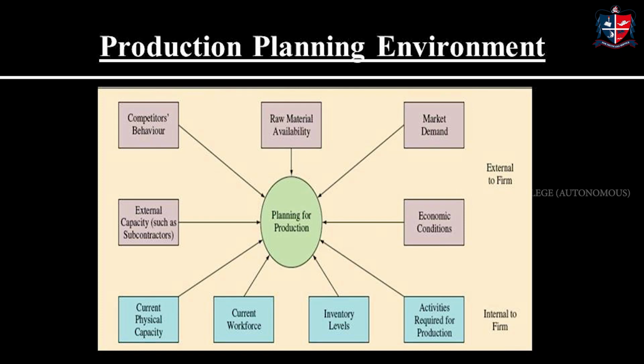This is the production planning environment. This production planning environment can be categorized into two: the external environment and the internal environment. Let's see what all are in the external environment. In the external environment, first there is external capacity. External capacity means whether we need any subcontract workers and all. That is the external capacity.